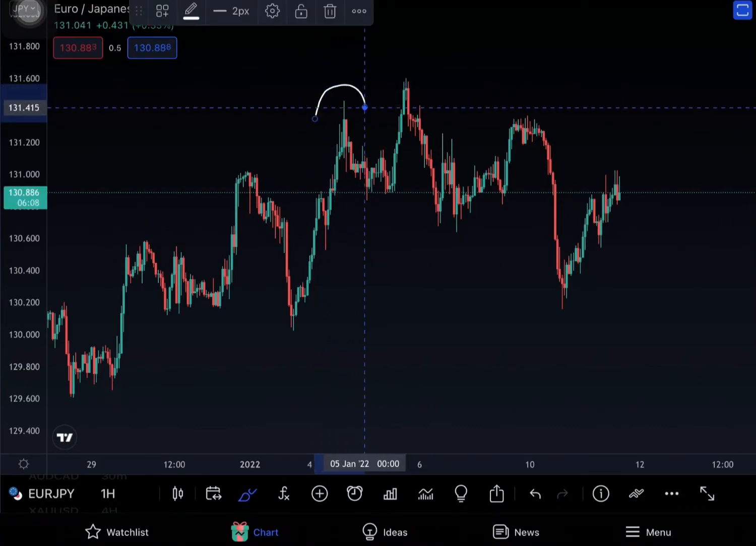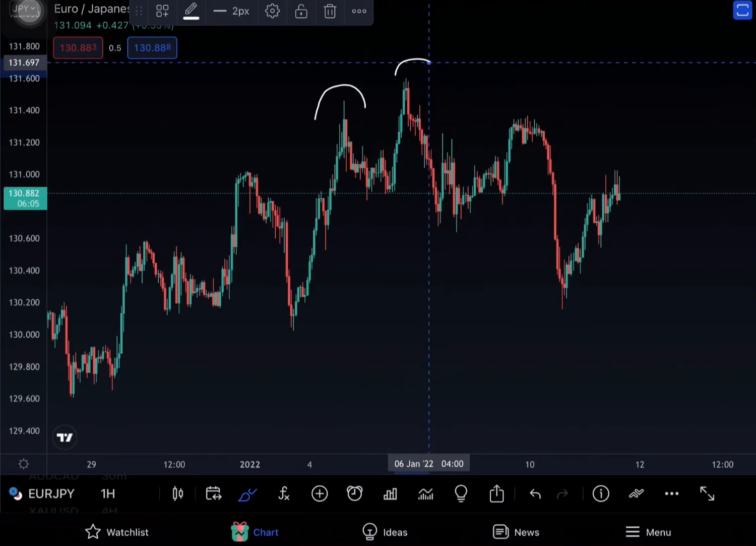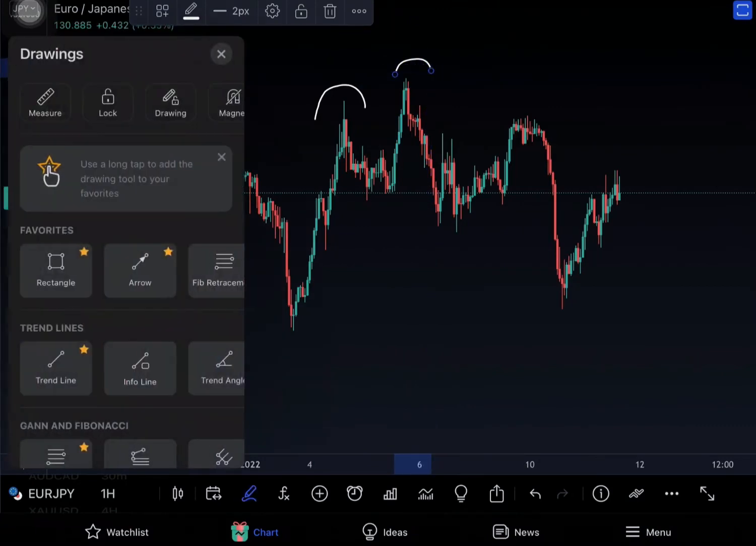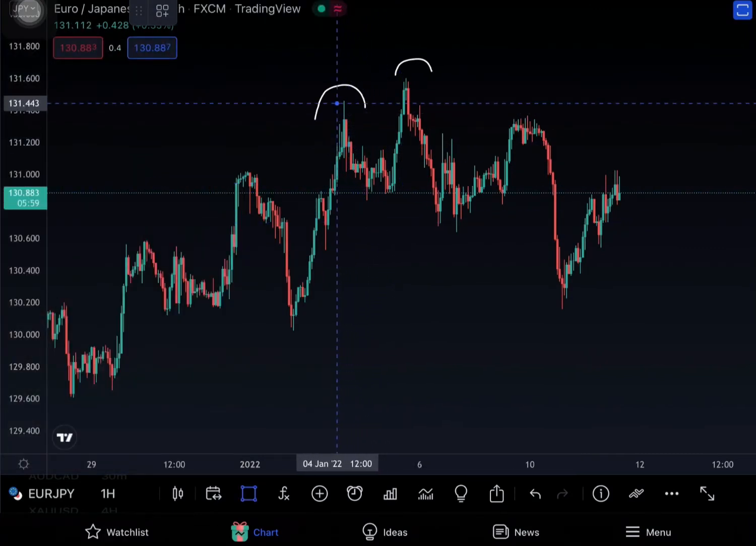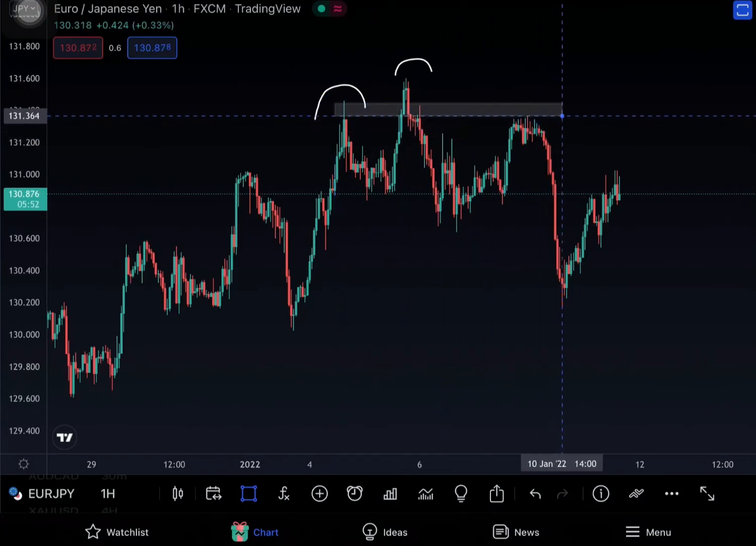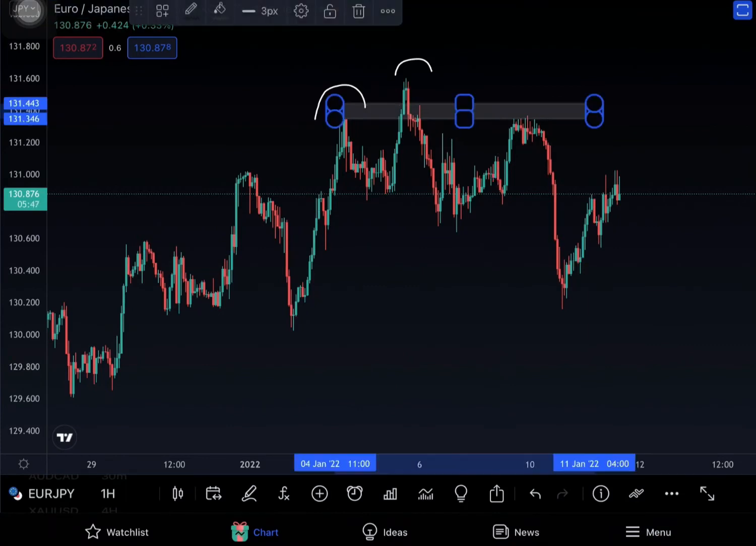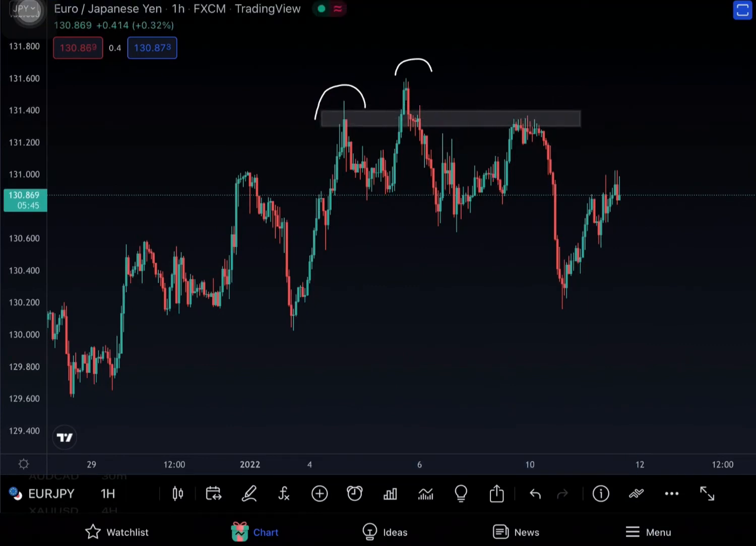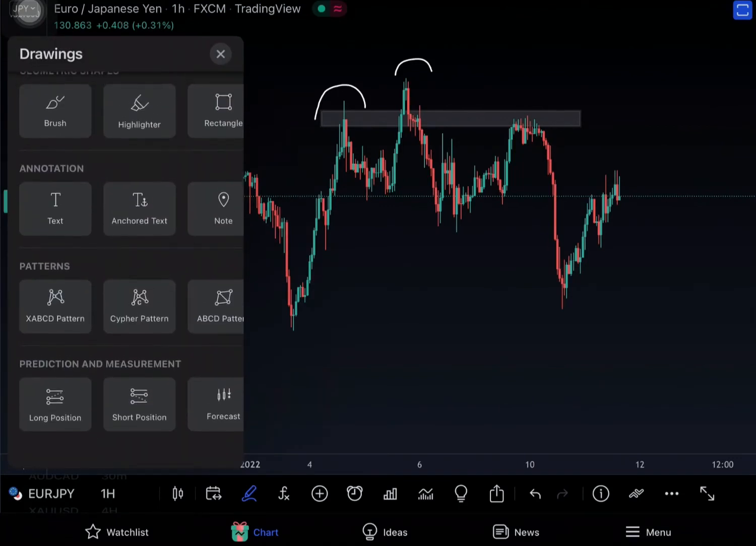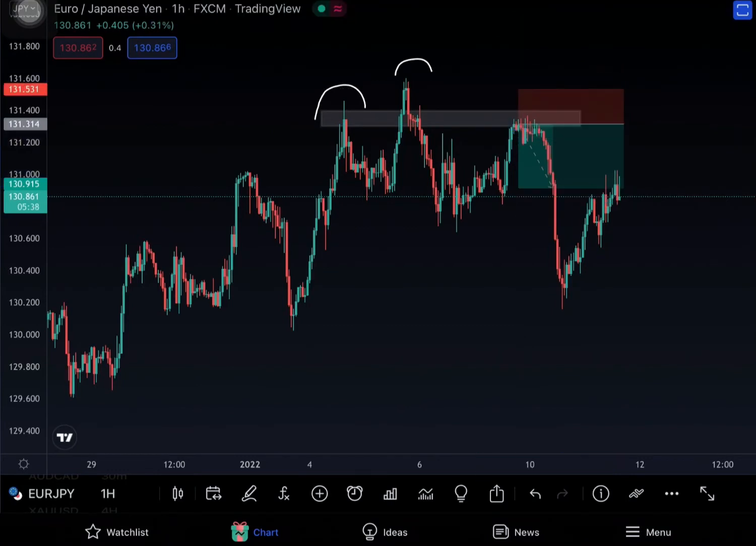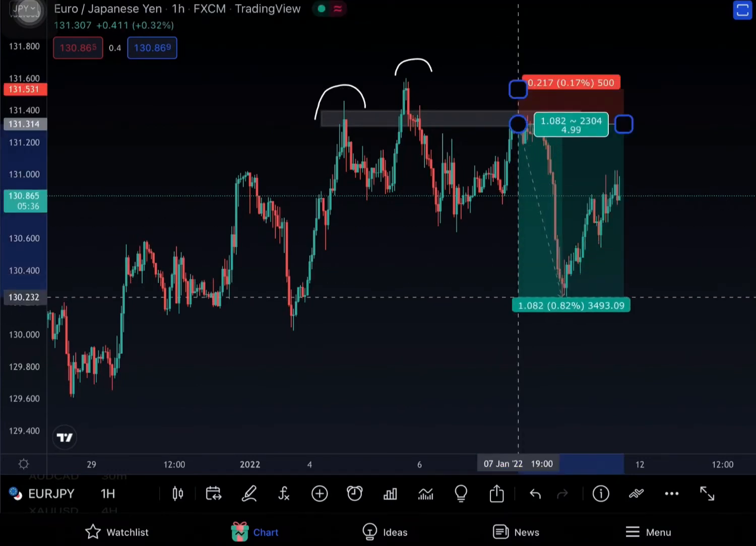In here, we have a shoulder. In here, we have a head. And what should we do when we see a head and a shoulder, a left shoulder or a right shoulder? Okay, we should draw a zone like here, as you see. Okay, we can enter a short position at the right shoulder.